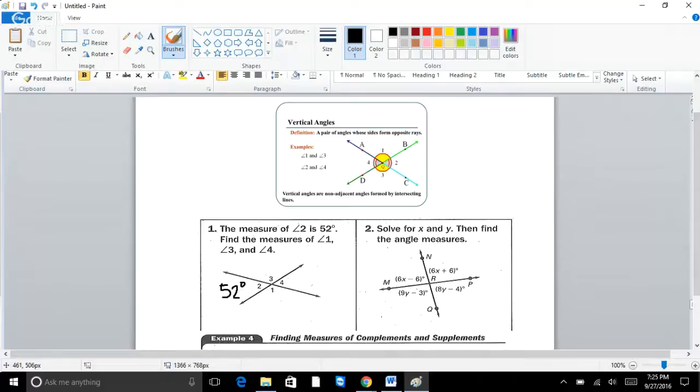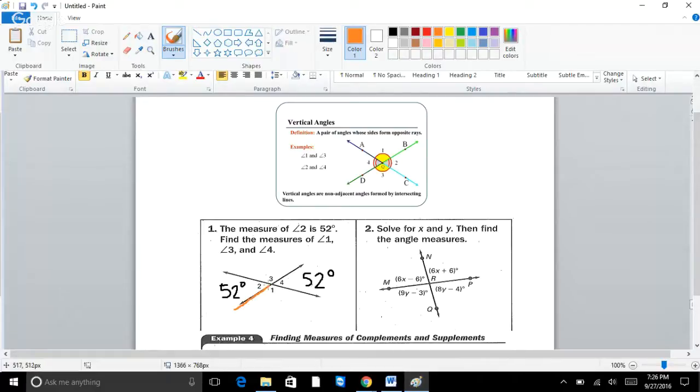Now, if you look at angle 2 and you ask, is there another angle that it's a vertical angle with? So does it have an opposite ray? What I see here is that 4 would also form a vertical angle, so we would get the same measure of the angle. So 2 and 4 have the same measurement. Then we have to figure out what 1 and 3 are. And we can figure that out by looking at our angle here.